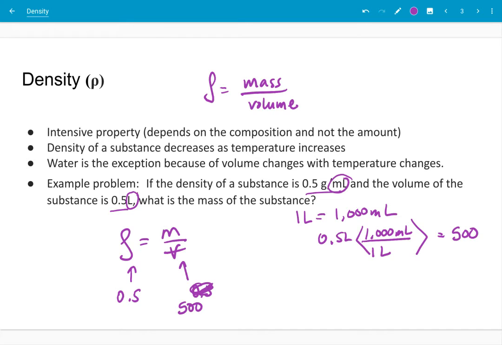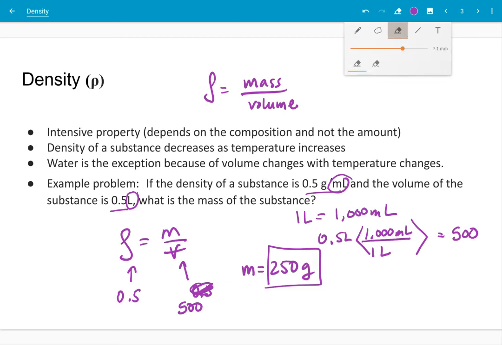If you made that mistake, just see how you can always check yourselves as you progress. Then I multiplied out and I find that the mass is 250 grams. And hopefully it makes sense that your mass is 250 grams and not 0.25, because that just didn't make sense with the work I had.